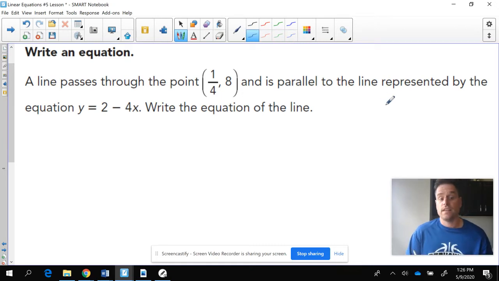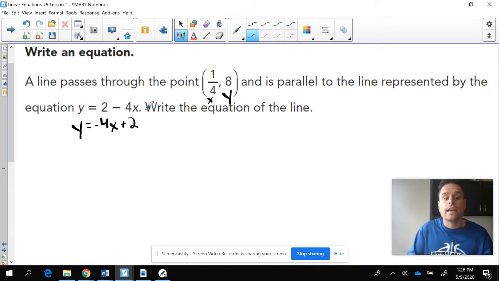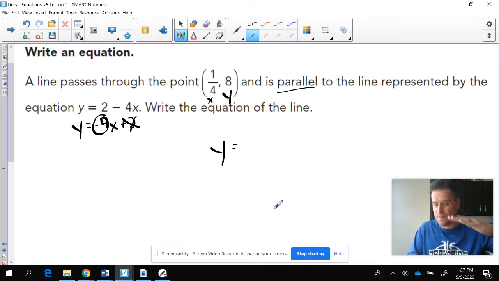Let's read it. It says a line passes the point 1/4, 8, and is parallel to the line represented by the equation y equals 2 minus 4x. That's not really in slope-intercept form, so I'm just going to change that to negative 4x plus 2. It says write the equation of the line. So what do we know? If it is parallel, it has the same slope. It doesn't have the same y-intercept, since it's not going to hit the y-axis at the same point, but it is going to have the exact same slope.